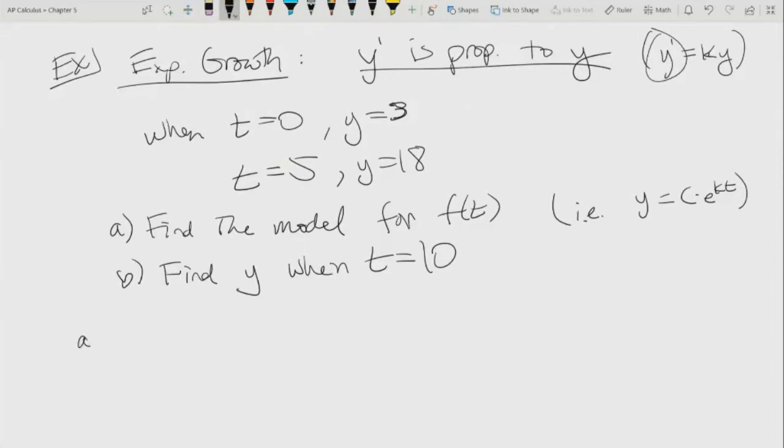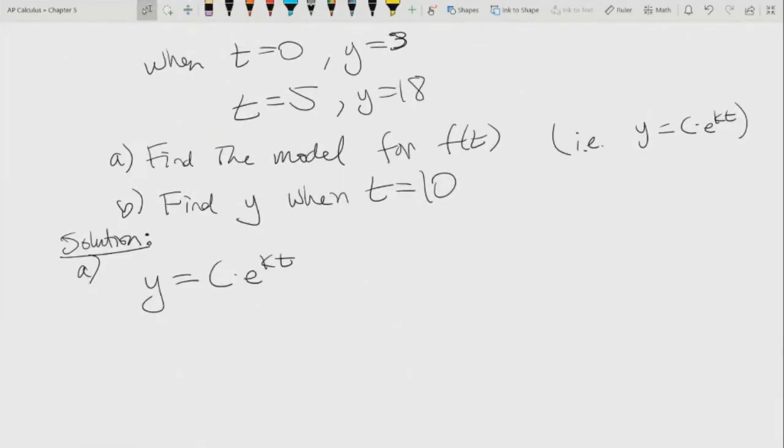So for part A, in terms of our solution, we start with y equals c e to the kt. I'm just going to start with that and not change anything there. Let's take our first point, 0, 3, and plug it in: a t value of 0 and a y value of 3. That's our t, that's our y, and we plug them into this.